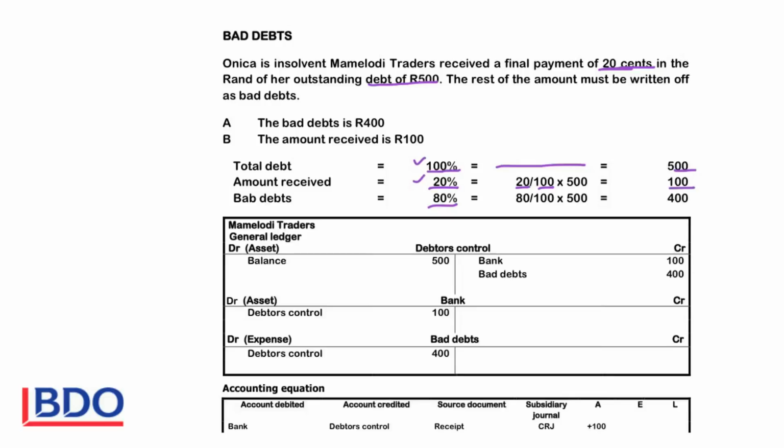The bad debts, the percentage that we want to know, divide by the percentage that was given to us, and that will give us 400 Rand.